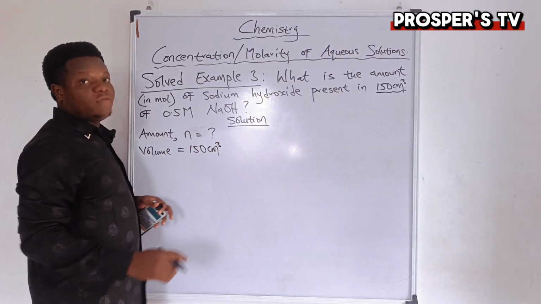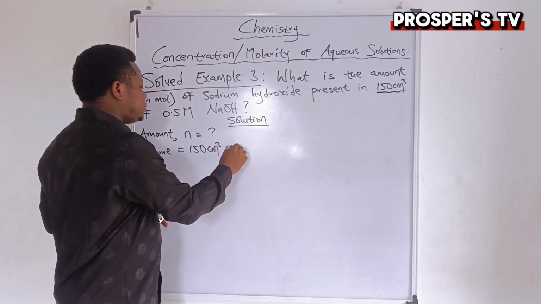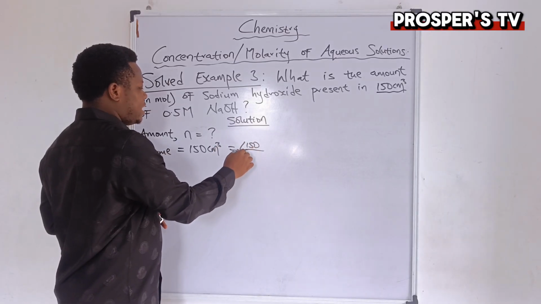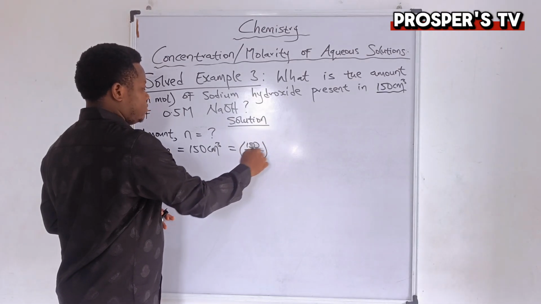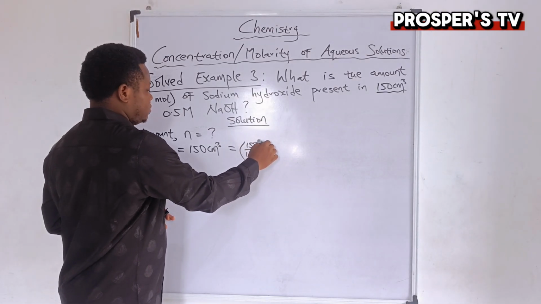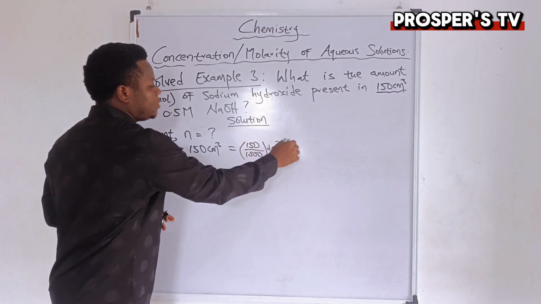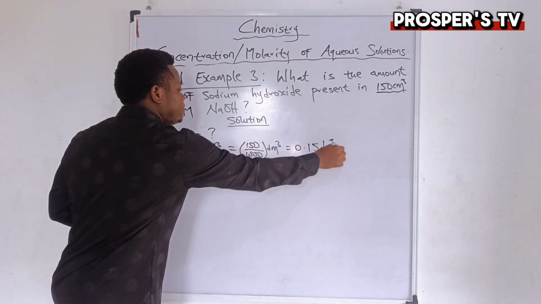But depending on the formula I want to apply, if I'm going to be using the first formula, I must convert this to dm³. So I will say 150 divided by 1,000, which is now in dm³. So we convert that, and that would give us 0.15 dm³.